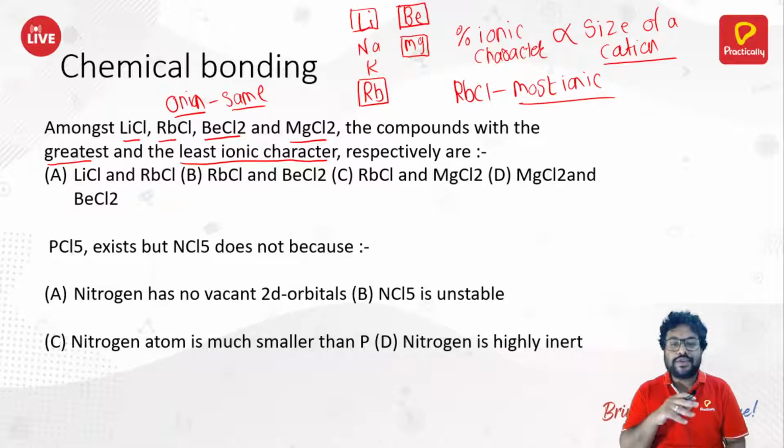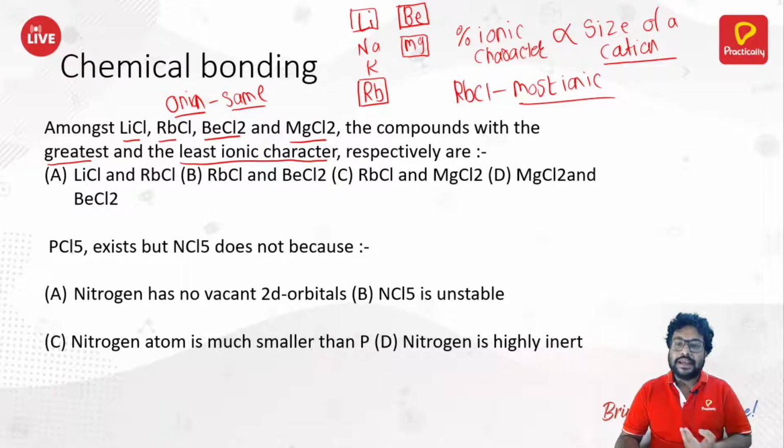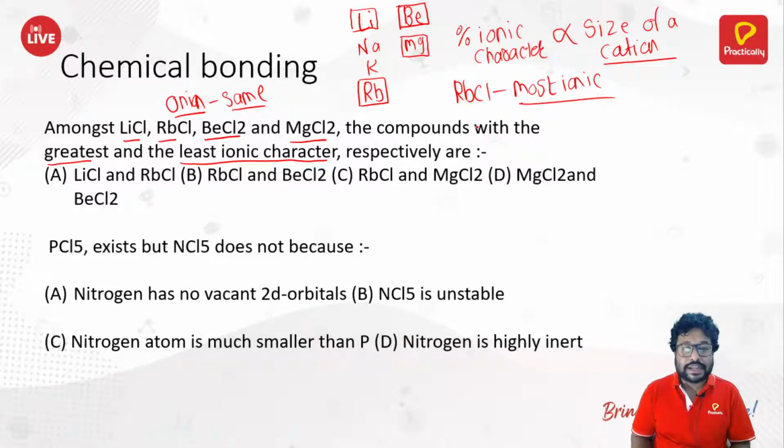Now what we need to find is the least ionic character. As you know, the percentage ionic character is directly proportional to the size of the cation. So in all these four options, the largest cation will have the most ionic character, and vice versa. Vice versa means the smallest cation would have the least percentage of ionic character, obviously. That means the smallest cation will have more covalent character. If it has more covalent character, obviously it would have less ionic character. So if you look at all these cations, which cation is smallest in size?